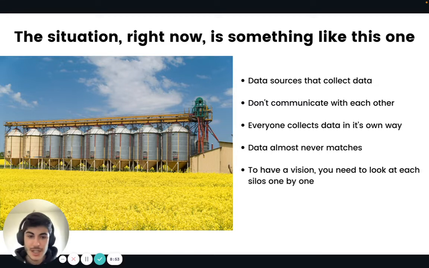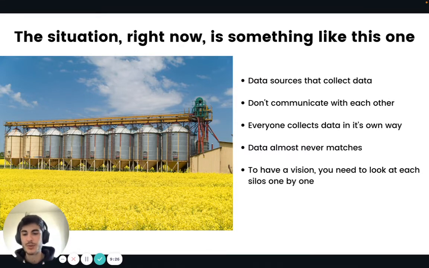So going forward, to have a vision time-wise, you need to look at each silo individually. Because they do not communicate, you do not have an aggregated overview of what's going on in your business and what data you have. You need to look at each silo individually. And this takes so much time. It's an incredibly painful and really long process to understand everything.